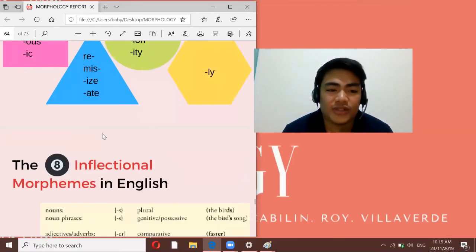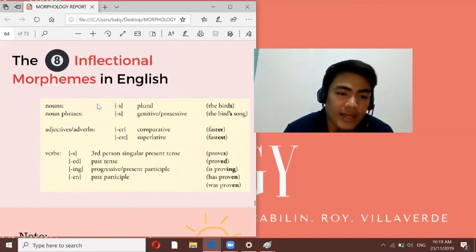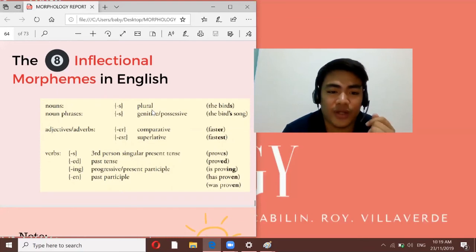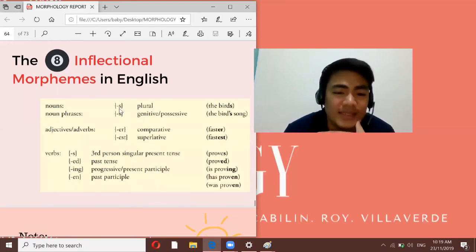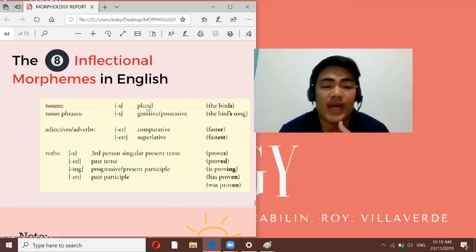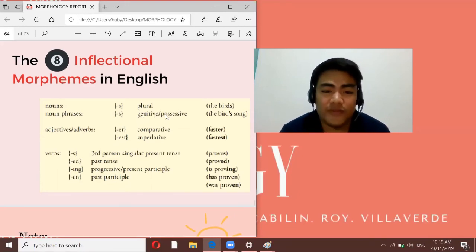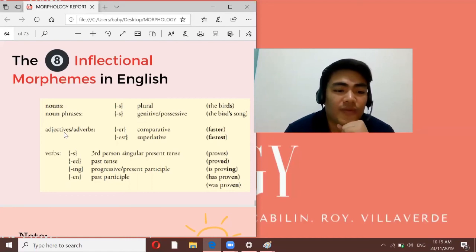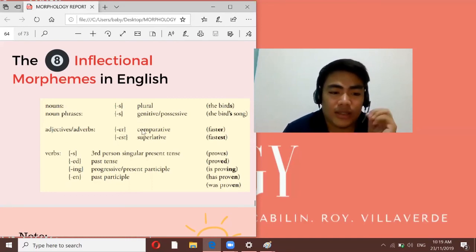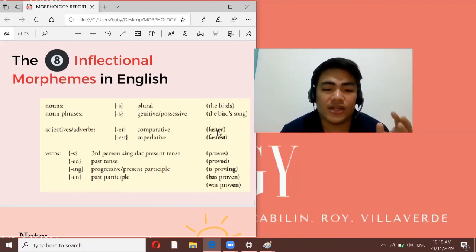Let's move to the inflectional morphemes. Like I said, there are only 8 of them. So for nouns, we have the plural s or es to pluralize the nouns. And for noun phrases, we have the genitive or the possessive apostrophe s, such as the bird's song. For adjectives, we have the comparative er and the superlative est for faster and fastest.